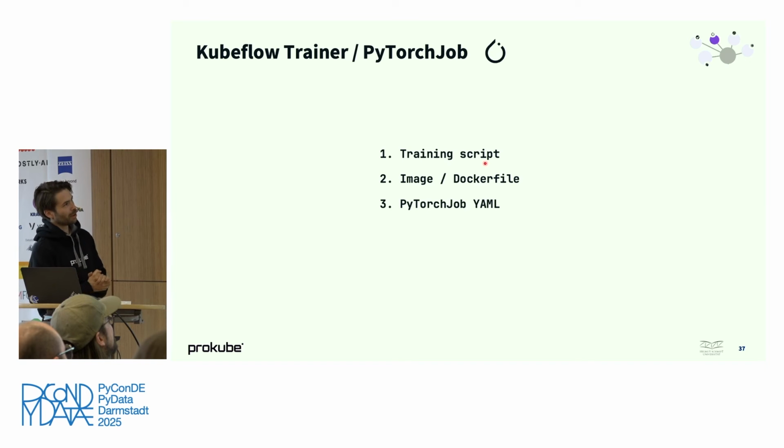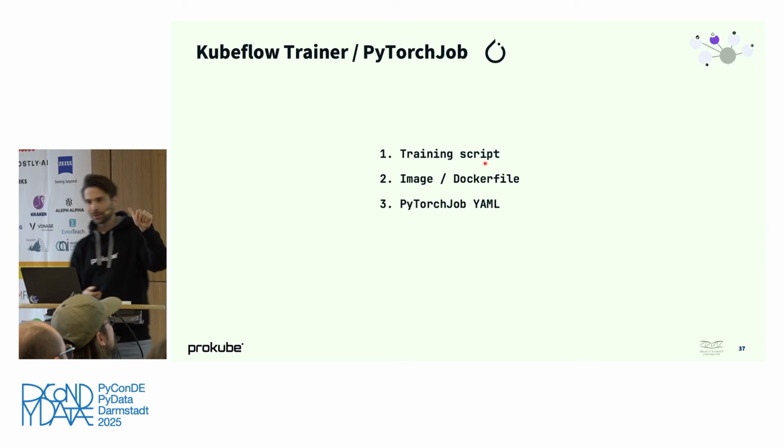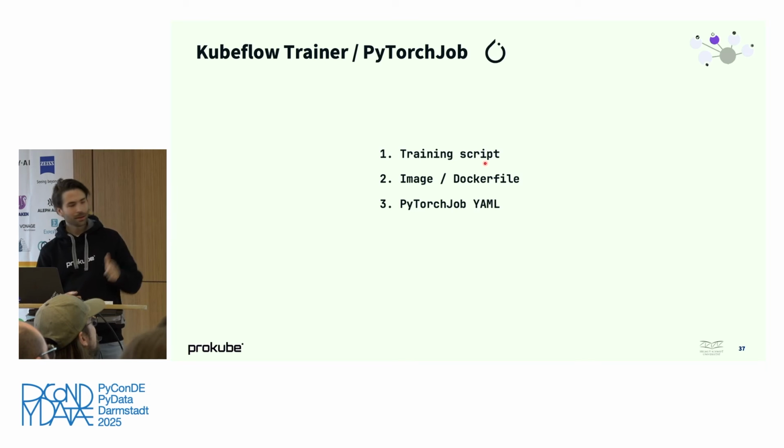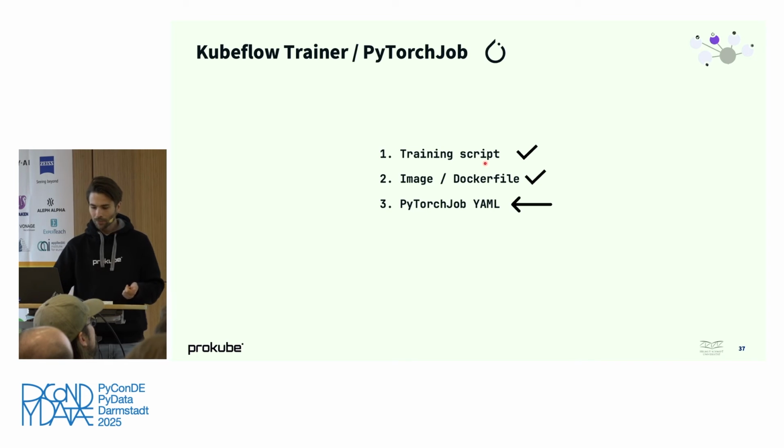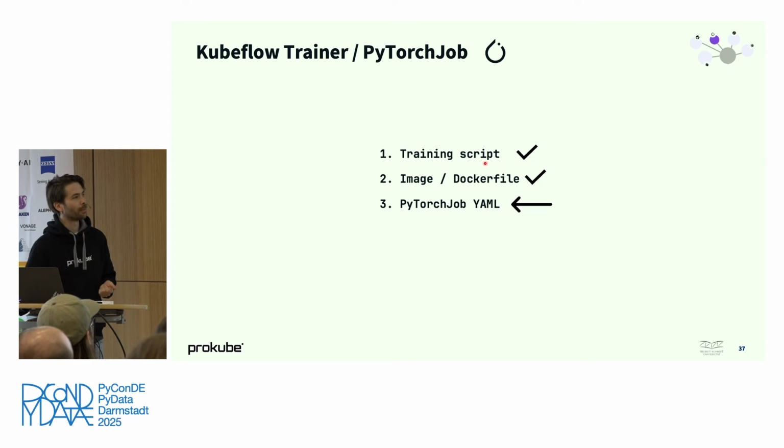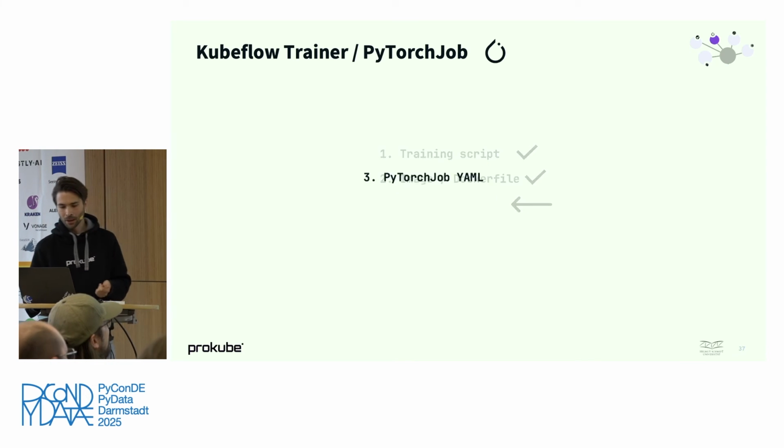To run a PyTorch job, we again need three things: a training script, surprise, the image, also no surprise because we are on Kubernetes, and the PyTorch job YAML again. Good news is we already have the training script, and we can use exactly that training script to run the PyTorch job. Also for the image, we don't have to change anything. We only need to take care of the YAML file. So let's have a look at that.